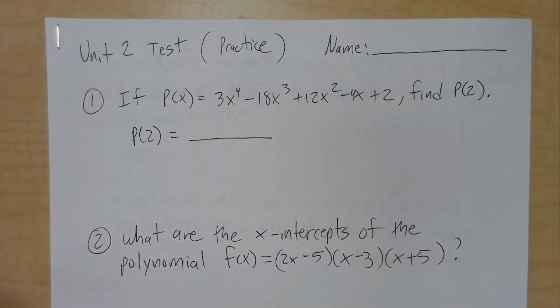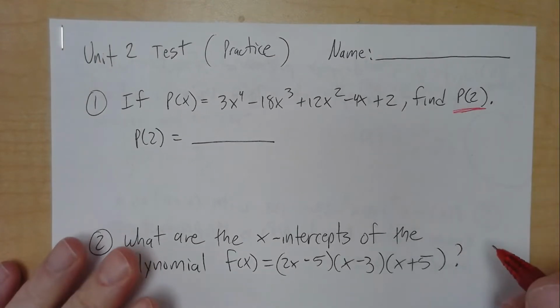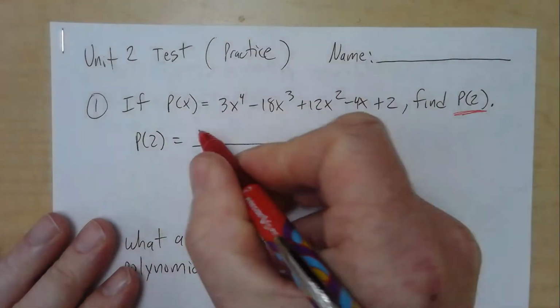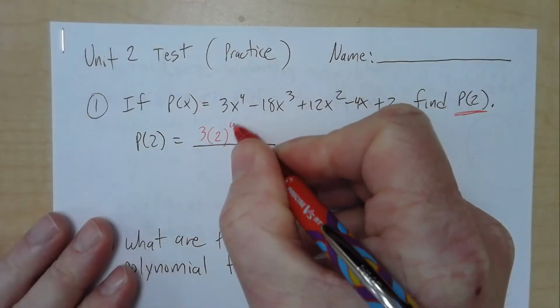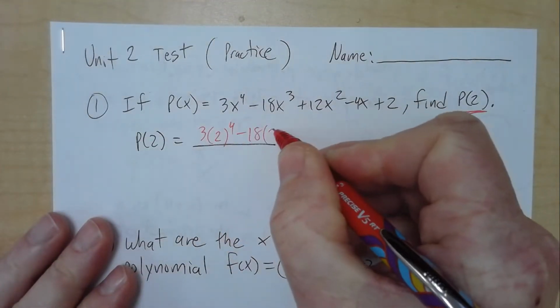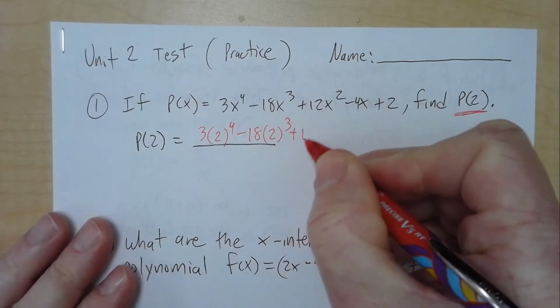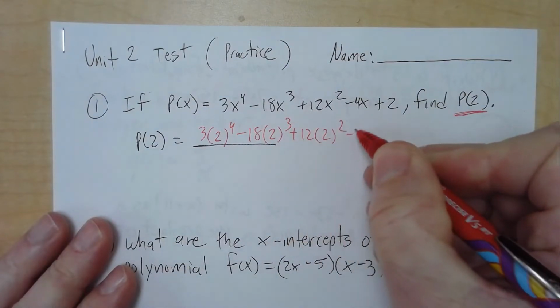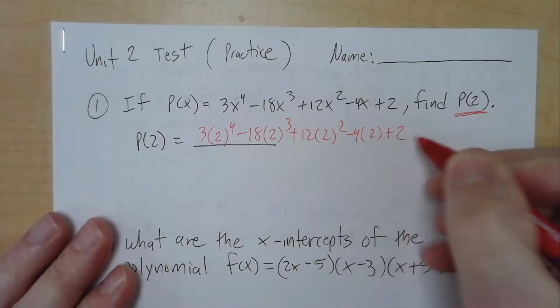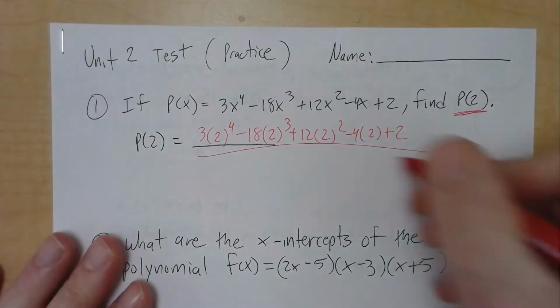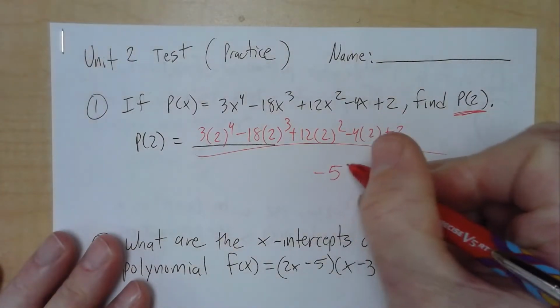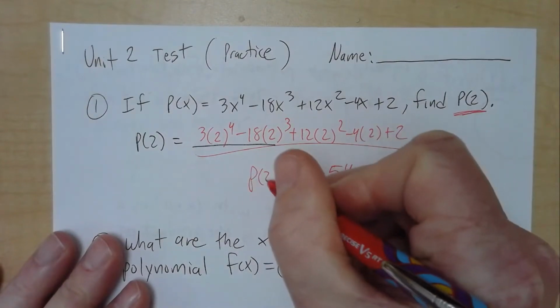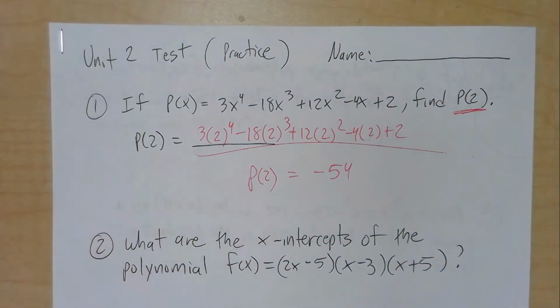All right, so here's the practice test for Unit 2. Number 1, we're putting 2 into the p function. So it's 3 times 2 to the 4th power minus 18 times 2 to the 3rd power plus 12 times 2 squared minus 4 times 2 plus 2. Type all that in the calculator and you get negative 54. So p of 2 is negative 54.